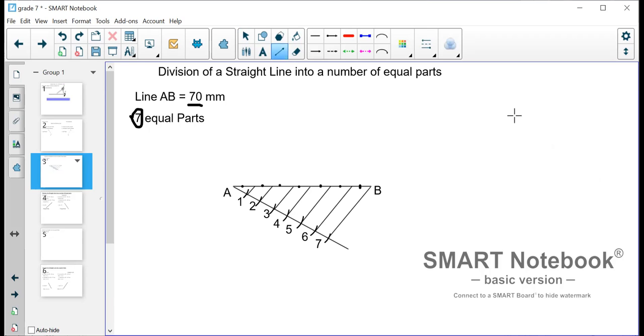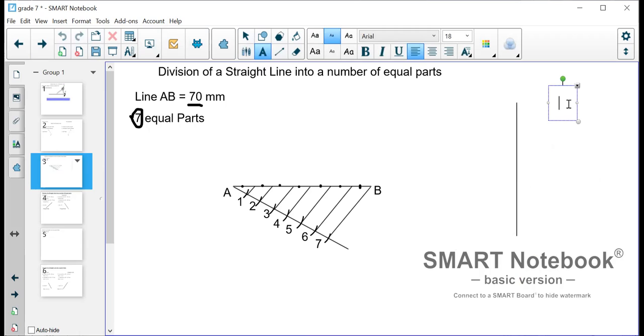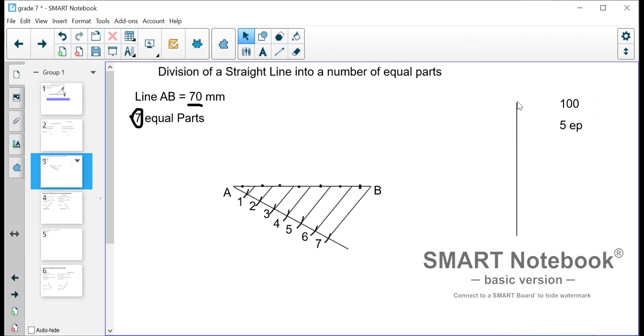Now, if we have a vertical line and you want to divide that into equal parts, let's say that line is 100, and you want to divide that into 5 equal parts. So the steps remain the same. All you have to do is pick an end, place your ruler and draw an extra line, like I did earlier with this one here.